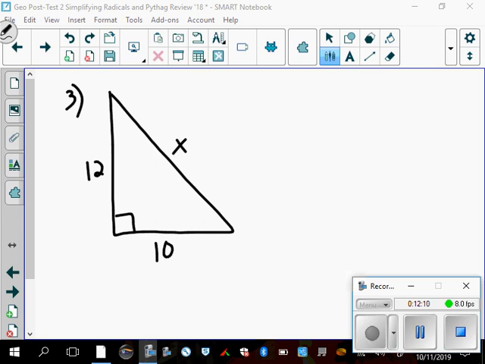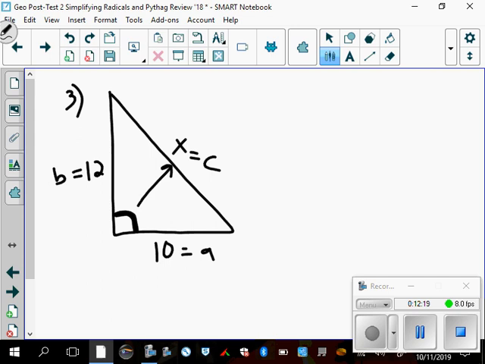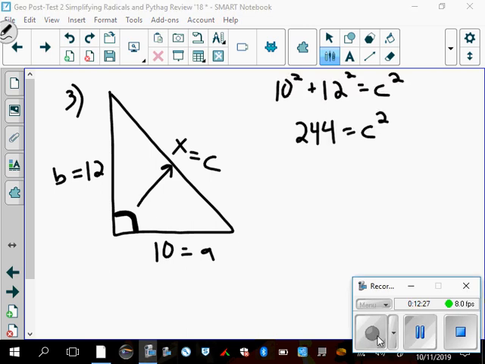Right triangle, we see that with this right angle right here. Hypotenuse has to be the value of C. These two could be A or B. So I'd like you to pause the video, create your equation, and figure out which side we are missing. All right, so I added 10 squared and 12 squared. That gave me 244. Absolutely right. We square root both sides.